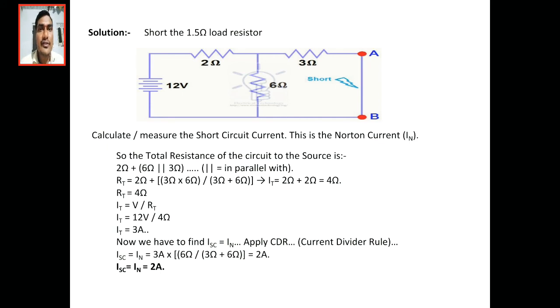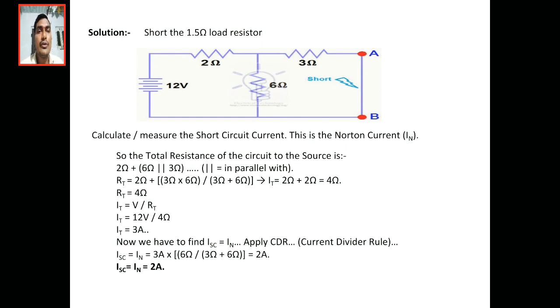That is the short circuit current flowing through the AB terminals. Okay. So what is short circuit current? Here, the current flowing through the 3 ohms is found by the current division rule. So we need to find the current through the 3 ohms. We already calculated our total current, so we have to find the current through the 3 ohms by using the current division rule.